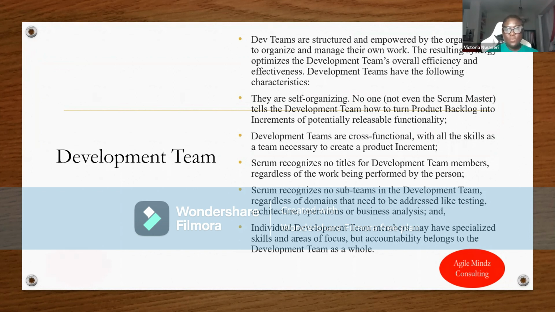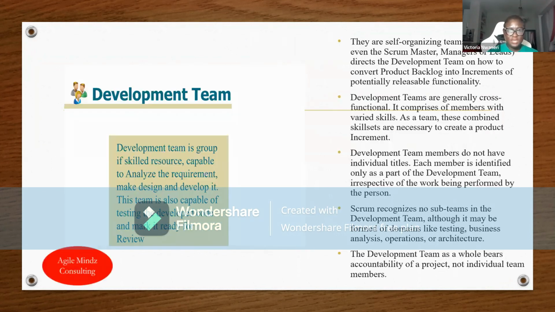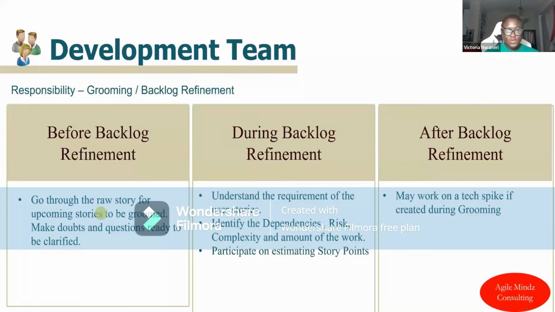All right, so when it comes to different meetings, what does that look like in Scrum for the development team? So, pre-backlog refinement meeting. As a Scrum Master, I typically like to have them review the backlog items before we go into the refinement meeting, because it prepares them and gives them the opportunity to ask better and more questions. And then during the refinement meeting, they're there to understand those requirements, identify any dependencies, risk, complexity, or the volume of work, and then, of course, participate in estimation. They're there to give the estimation or the story points.